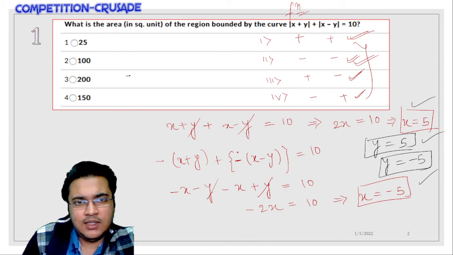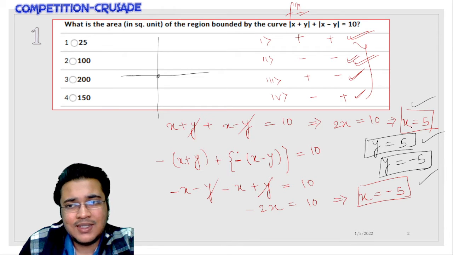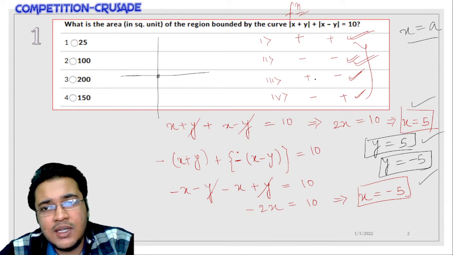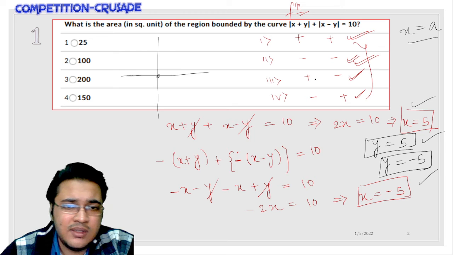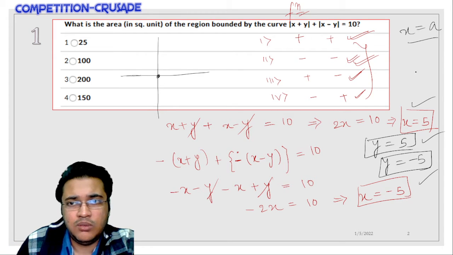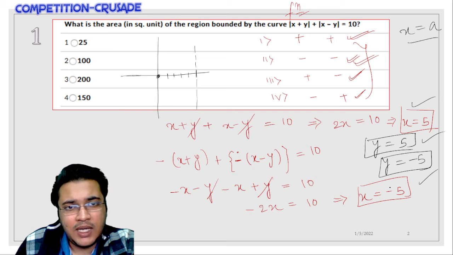So let's say I'm taking the Cartesian coordinates like this. Okay, this is 0 0. Now please tell me, what is the line x is equal to 5? So x is equal to a, I hope you guys remember this thing. Okay, so x is equal to a is a line which is parallel to the y-axis, which means that x is equal to 5 will be a line which is parallel to the y-axis. So let's say 1 2 3 4 5, something like this, and x is equal to minus 5 will be a line parallel to the y-axis.